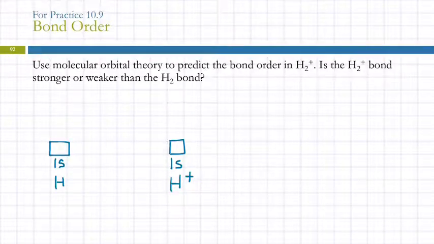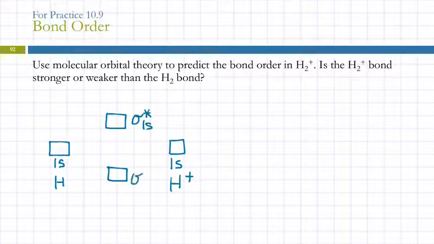So the combination here is going to give me 1 bonding orbital and 1 antibonding orbital. So this is sigma star 1s, and this is sigma 1s. And then if we're feeling fancy, we can do the lines. It helps when things get a little more complicated.